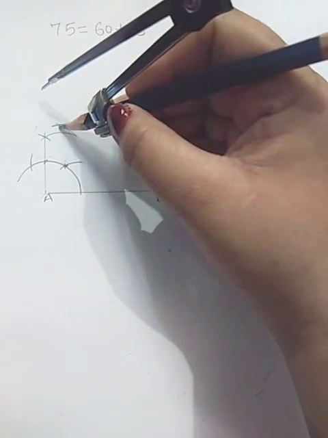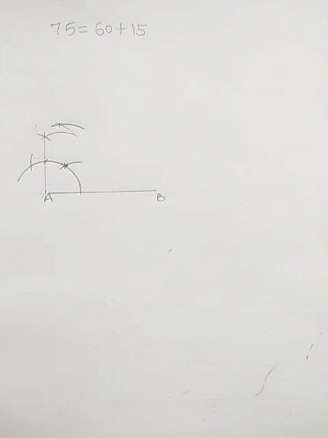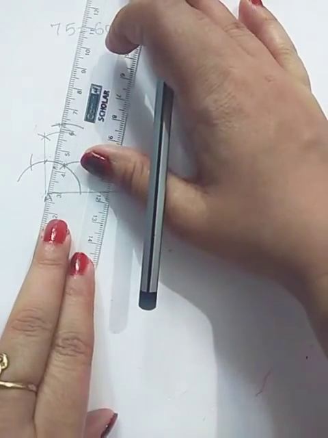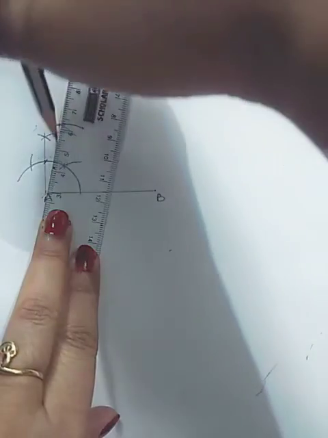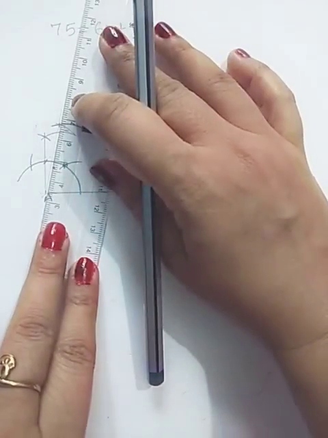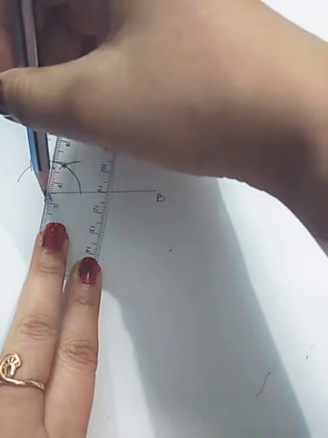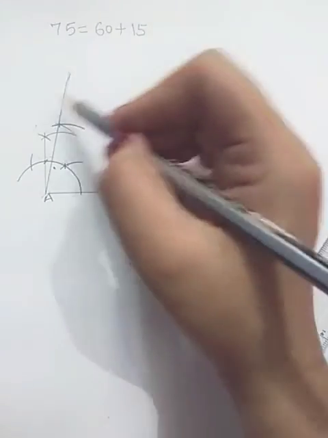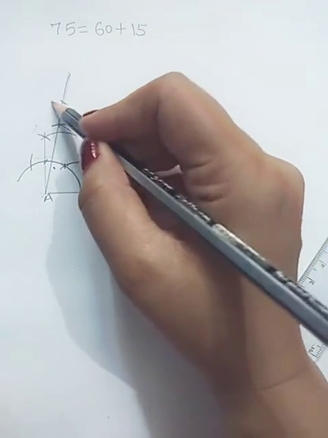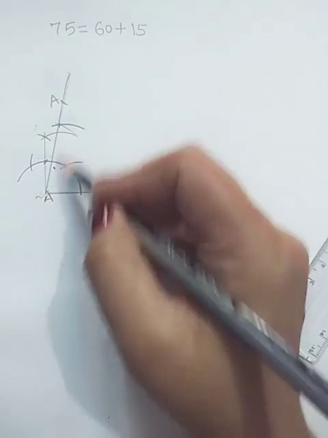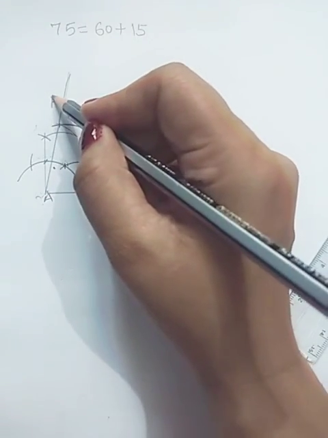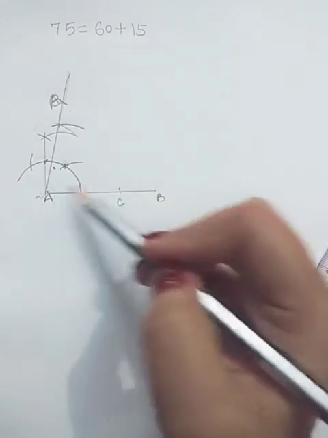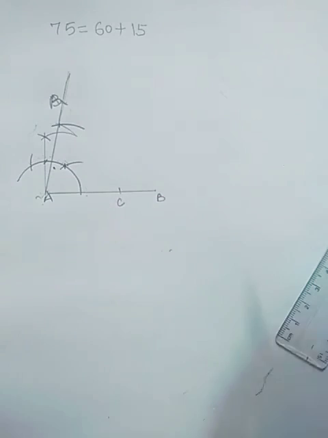Arcs are cutting somewhere here. I'll join this line. Darken it. This is how angle A. This is already A, so let this be BAC. So BAC is now 75 degrees.